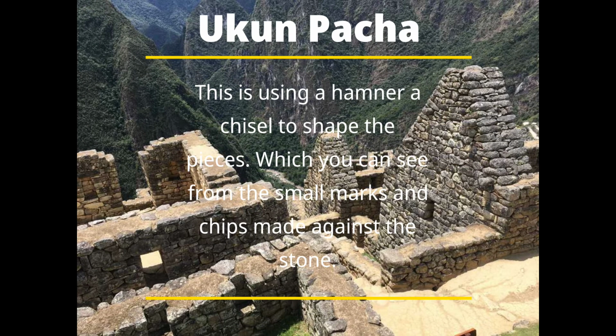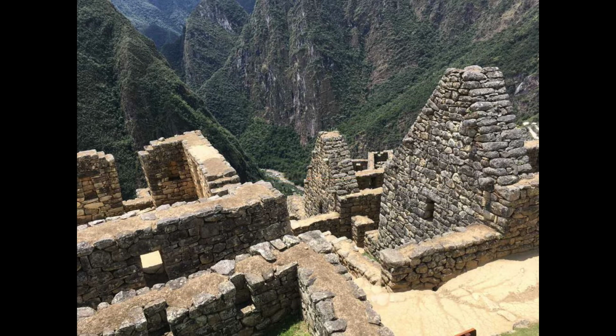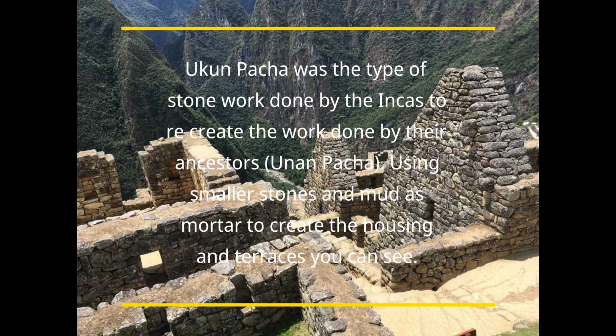Finally, Ukan Pacha. This is using a hammer and chisel to shape the pieces, which you can see from the small marks and chips made against the stone. Ukan Pacha is also known as this world. Ukan Pacha was the type of stonework done by the Incas to recreate the work done by their ancestors, Unan Pacha, using smaller stones and mud as mortar to create the housing and terraces you can see.